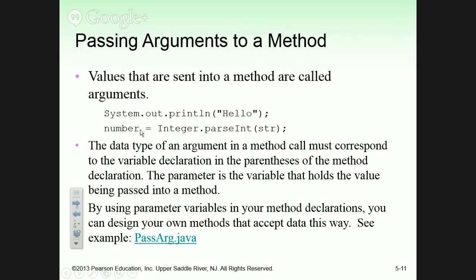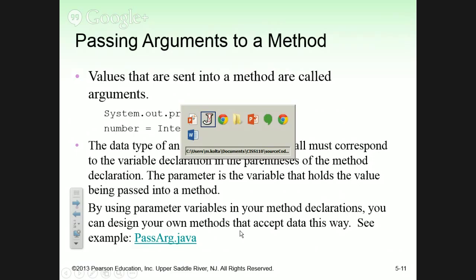So that's why we need a variable over here of type integer and an assignment to be ready to accept what this method will pass back and store it in the variable. If any of those elements is missing, we'll get a compilation error. Okay. So let's look at this example, passArg.java.